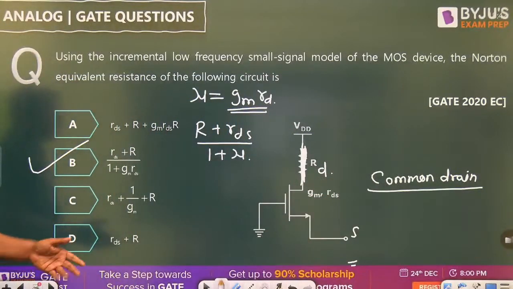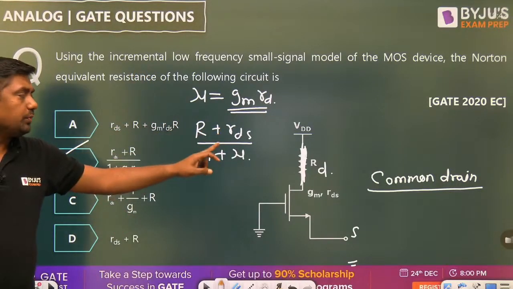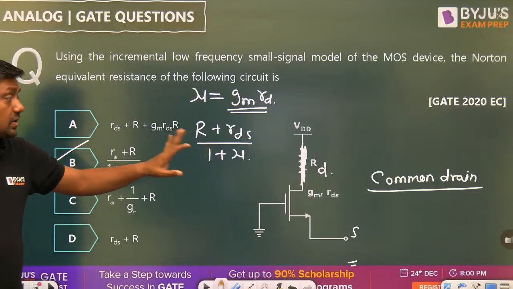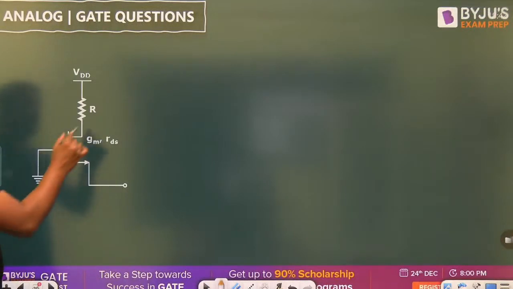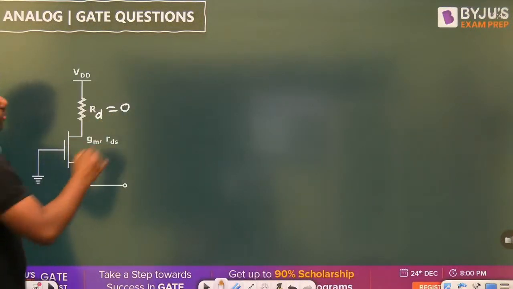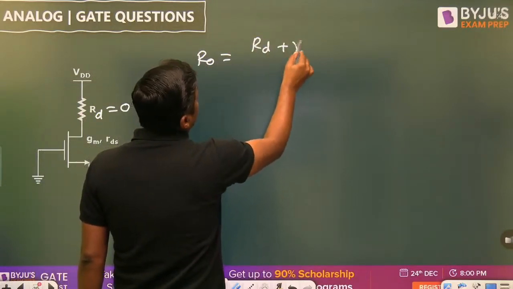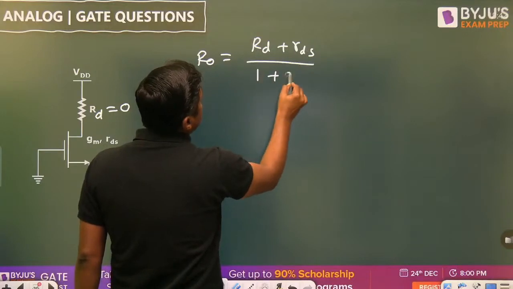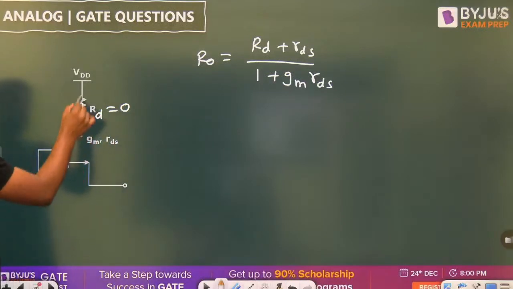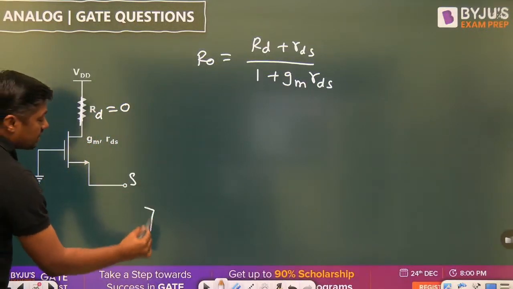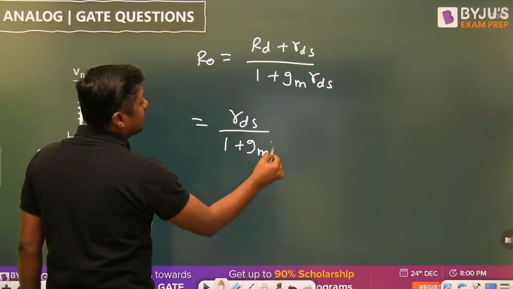So sometimes if it is not given, then this R is 0, so RDS upon 1 plus mu, right? I am giving you another shortcut. Remember one thing. If suppose this RD is not given, it means it is 0. So what is the output resistance? RD plus RDS upon 1 plus gm RDS. If this is not given, short circuit, so what is the resistance seen here? It will become RDS upon 1 plus gm RDS.